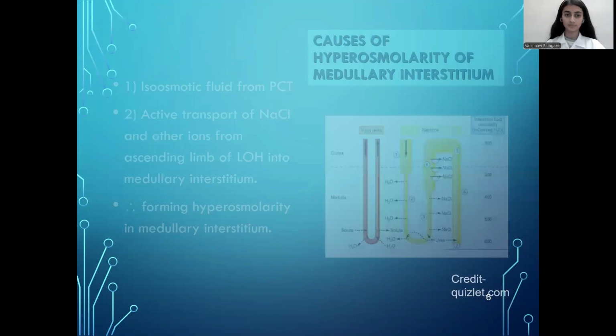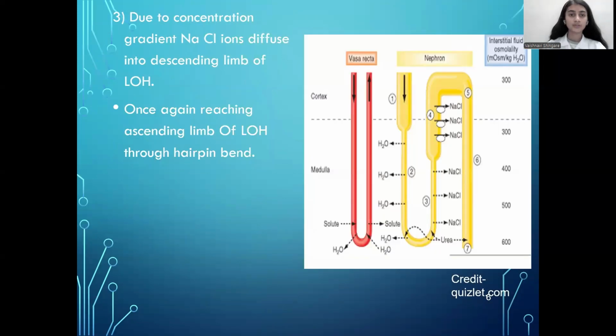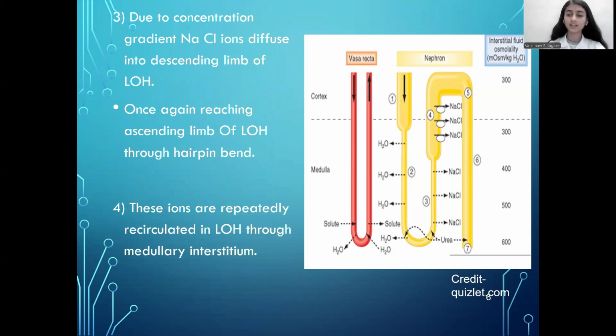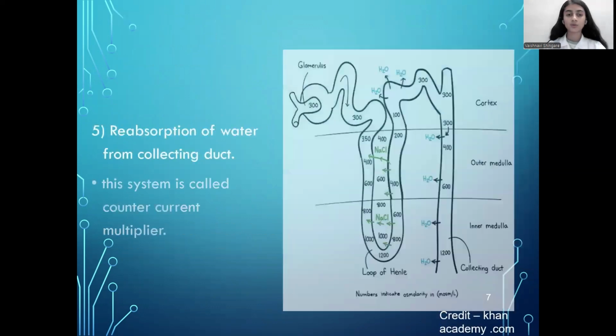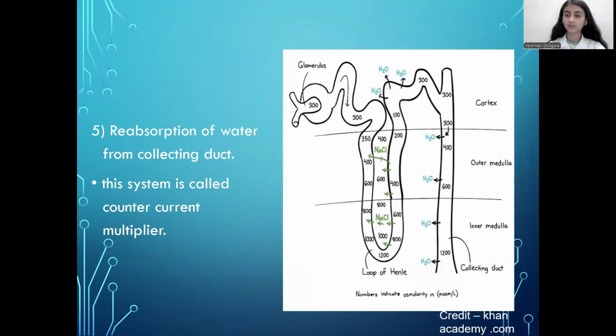Due to the concentration gradient, the sodium and chloride ions diffuse into the descending limb of the loop of Henle, once again reaching the ascending limb through the hairpin bend. These ions are repeatedly recirculated in the loop of Henle through the medullary interstitium. Reabsorption of water from the collecting duct further concentrates the urine. This system is wholly known as the countercurrent multiplier system.